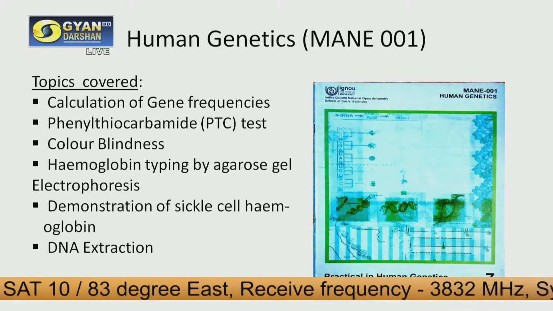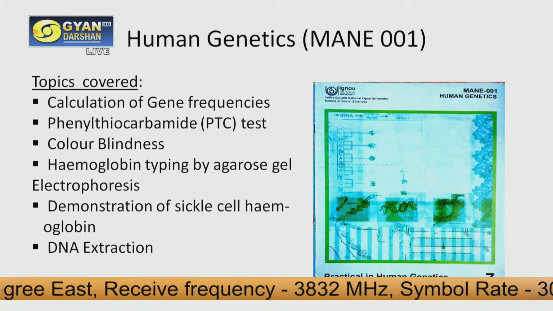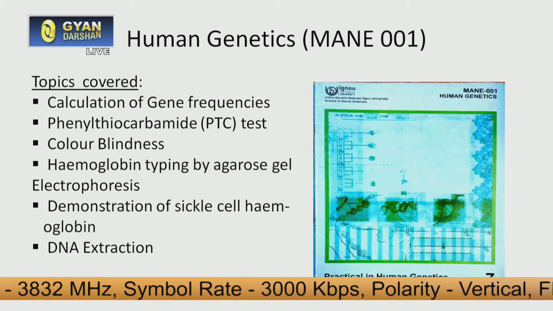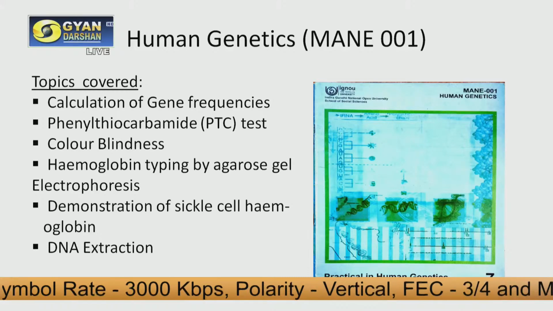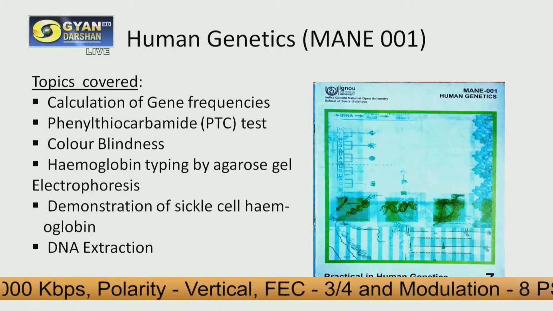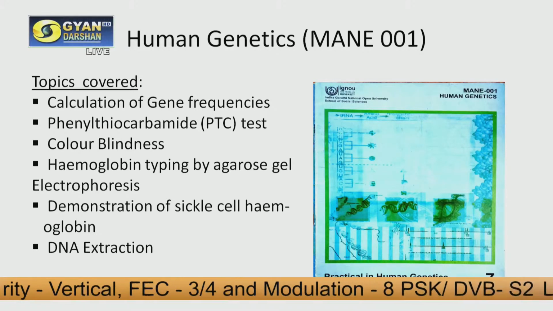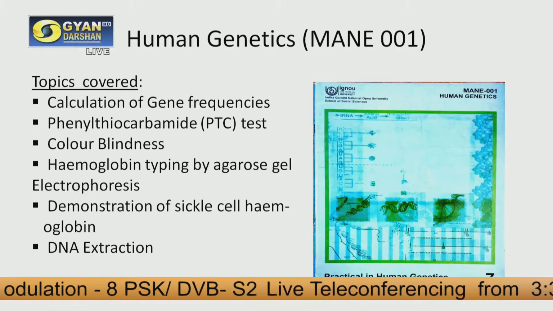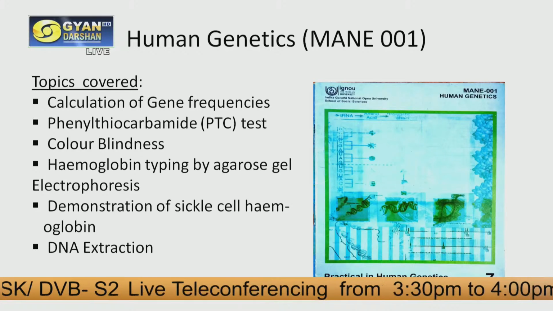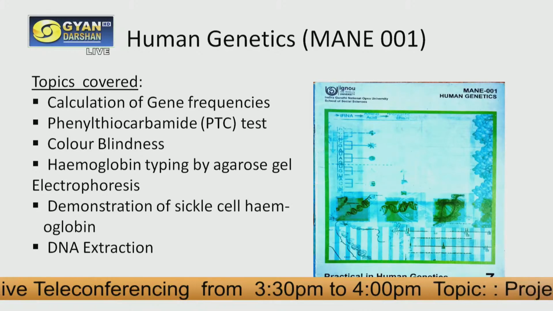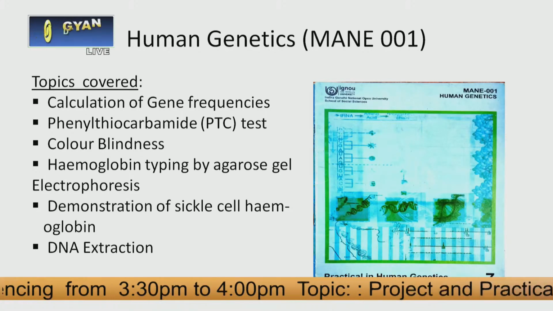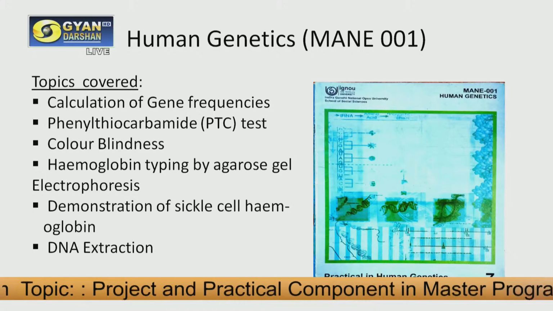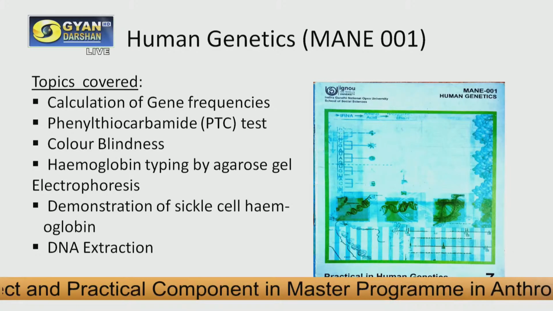The next one, phenylthiocarbamate test. This is a genetic test, the details of which are available in the manual. The third one, color blindness. How color blindness is detected by using Ishihara test charts is discussed in this unit. Next one is typing of hemoglobin. How different types of hemoglobin can be typed with the help of gel electrophoresis is discussed here.